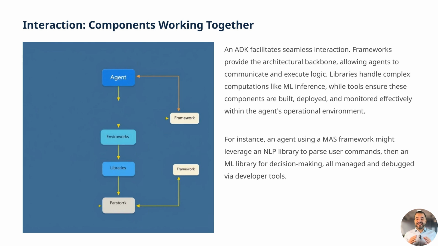A well-designed ADK ensures that each layer, from core frameworks to specialized libraries and DevOps tooling, works together without friction. Frameworks like Jade or Microsoft's Bot framework provide the scaffolding for agent lifecycles and messaging, which I believe is crucial for maintaining clean, decoupled architectures. On top of that, libraries such as TensorFlow for inference or Spacy for language parsing tackle complex AI tasks, preventing you from reinventing the wheel.